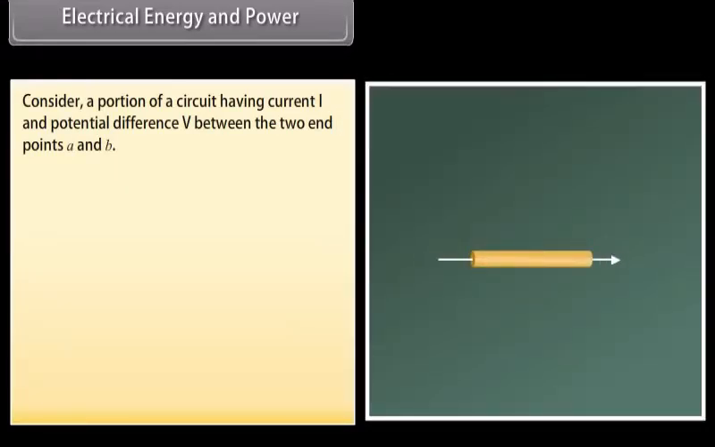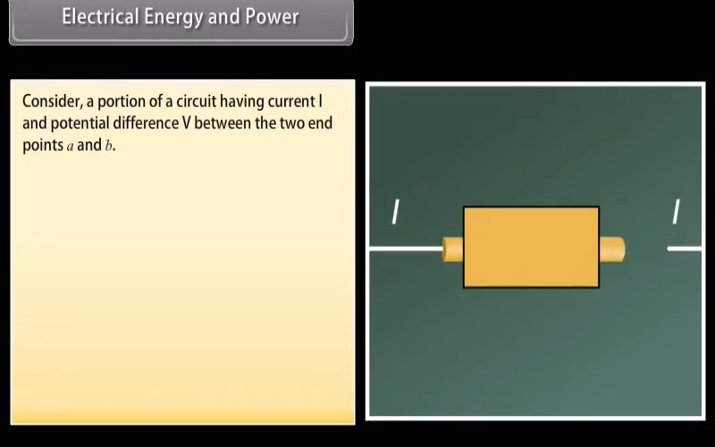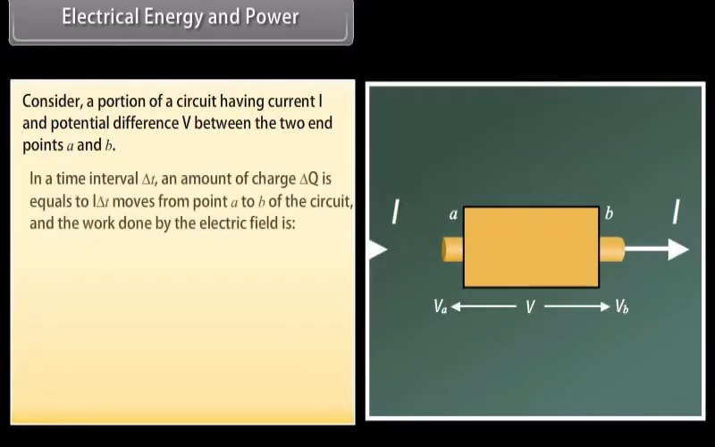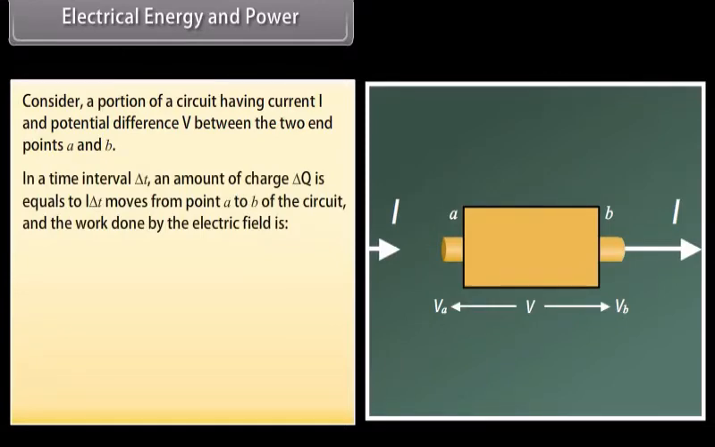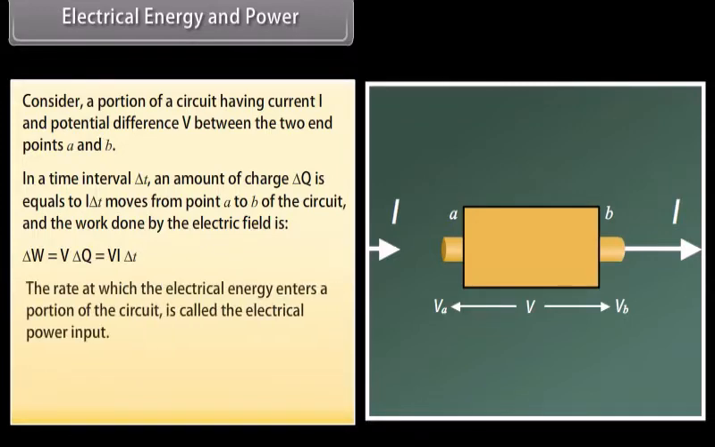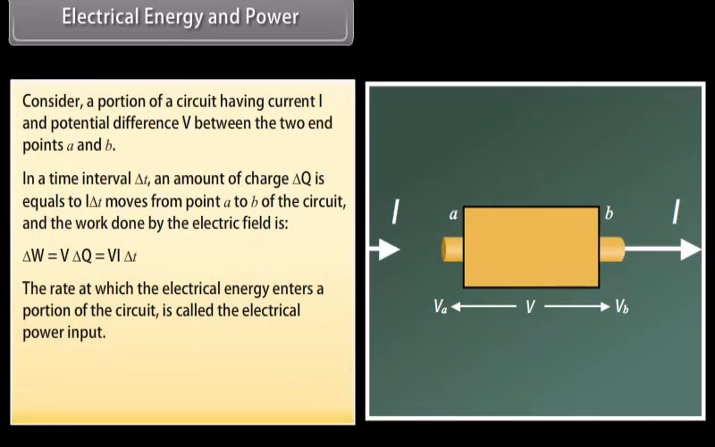Electrical energy and power. Consider a portion of a circuit having current I and potential difference V between the two endpoints A and B. In a time interval delta t, an amount of charge delta Q equal to I delta t moves from point A to B of the circuit, and the work done by the electric field is equal to the product of V and delta Q, which is equal to the product of V, I and delta t. The rate at which the electrical energy enters a portion of the circuit is called the electrical power input. P = VI. The SI unit of power is the watt, W.